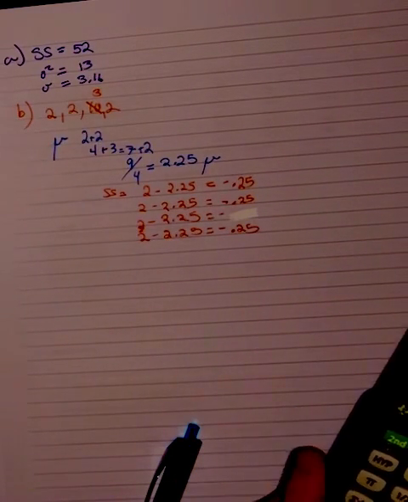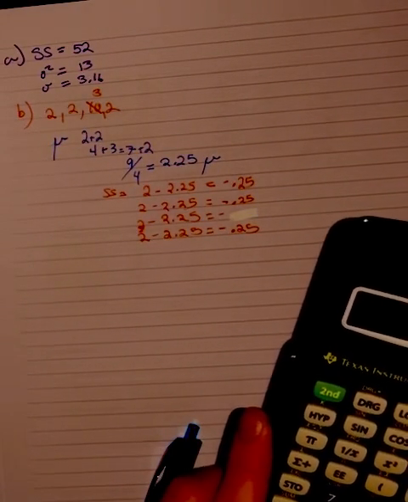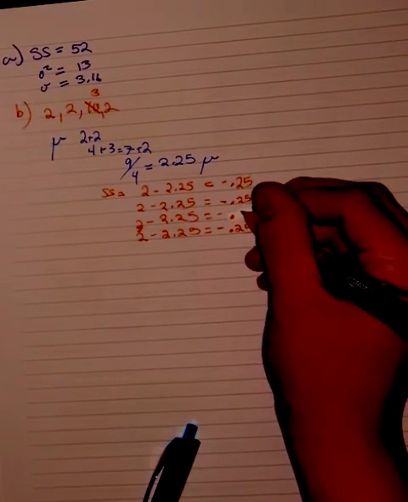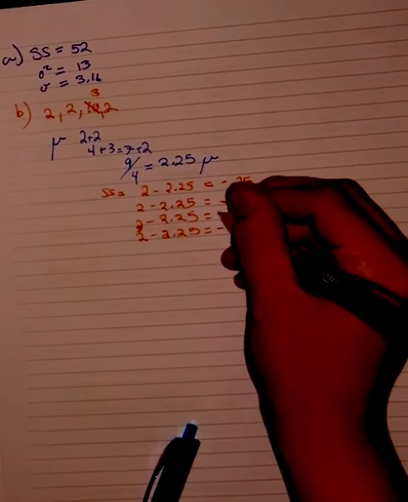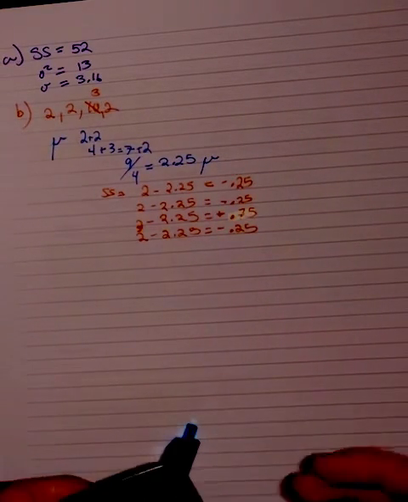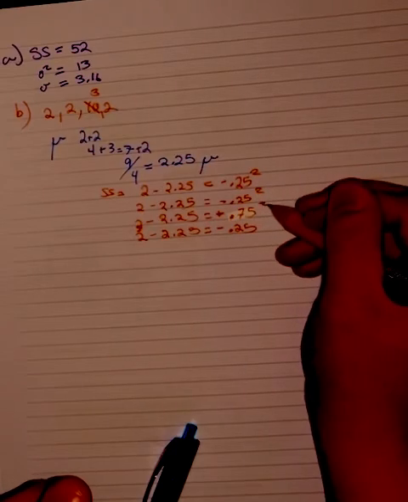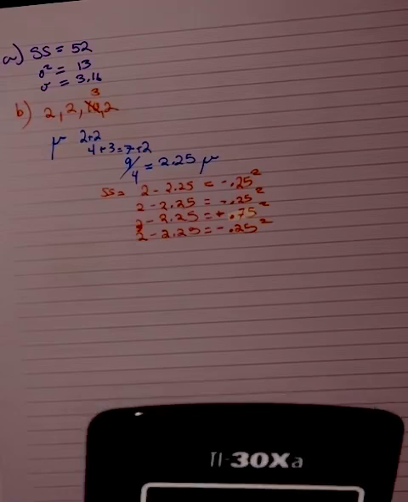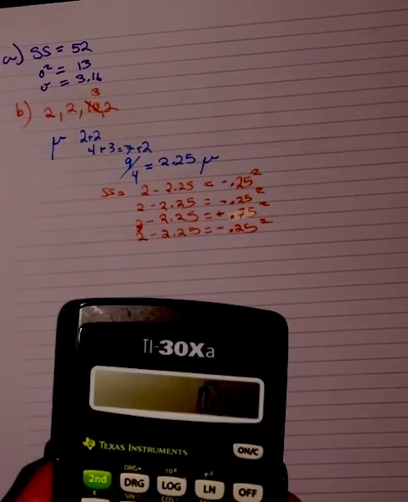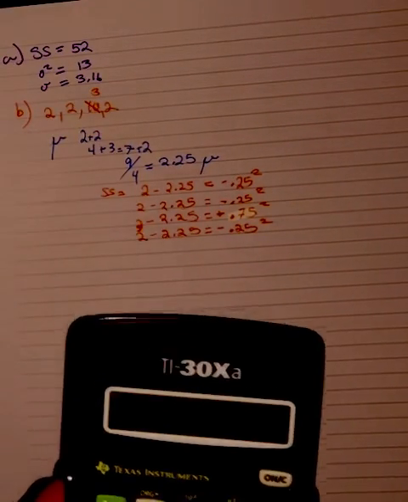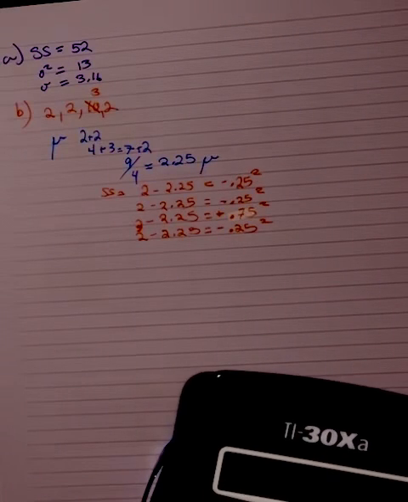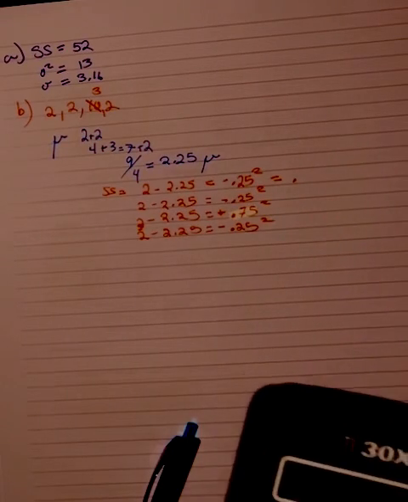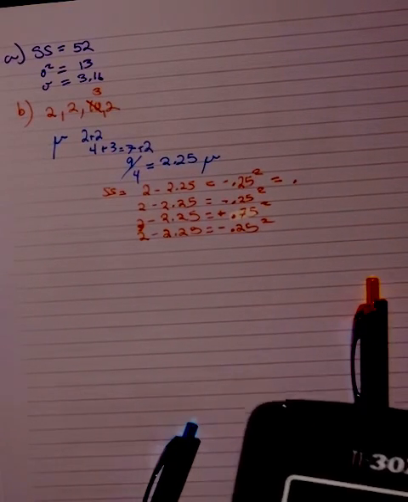3 minus 2.25 is equal to 0.75. It's actually positive. And then we square each of these scores. So negative 0.25 times negative 0.25 would be 0.0625. It'd be positive because a negative times a negative.